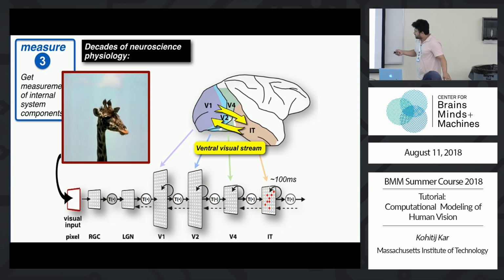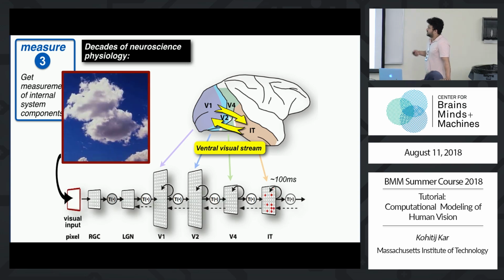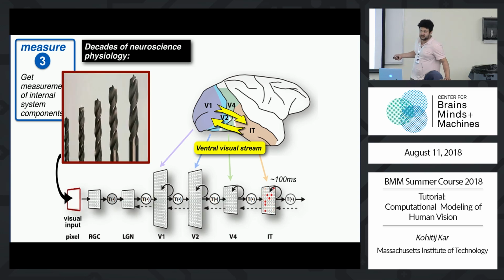And the other interesting thing is that when you have different images, the pattern of activity in IT changes. So it does for every step. But I would like you to now concentrate only on IT. So what happens is that you keep on changing the images, and the pattern of representation keeps changing.